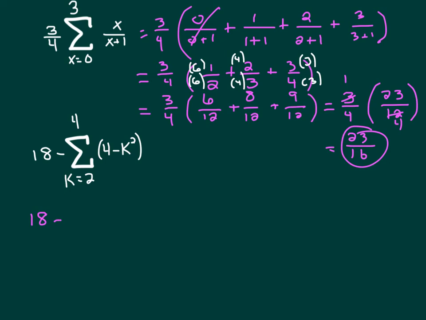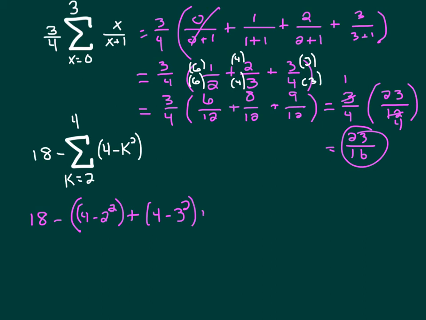Now, this time what we're going to do is we're going to take a 2 and substitute it in for the k here. So we'll have 4 minus 2 squared. I'm going to just put that in another parenthesis just to group it together. Okay, then we're going to add to that. Well, now we have to plug in a 3. So we're going to have 4 minus 3 squared.